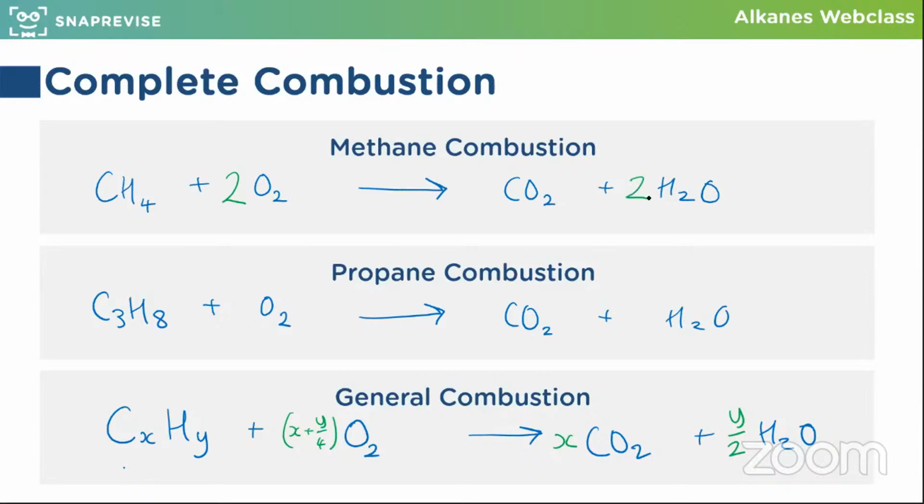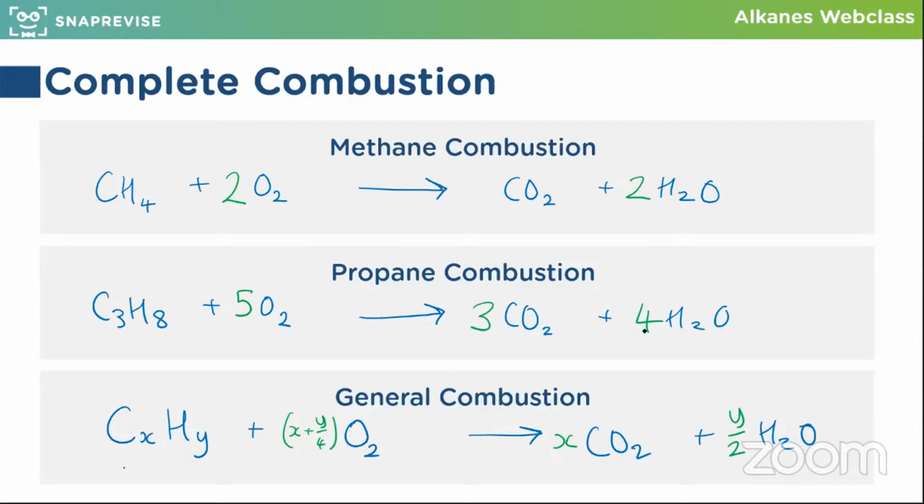And it seems to agree with what lots of you have put. And then similarly, X plus Y over 4 oxygens for propane would be 5. We've got X numbers of carbon dioxide and then Y over 2, which makes 4 lots of waters.